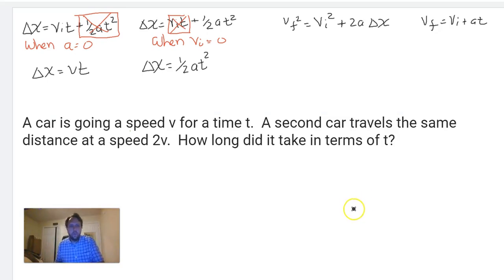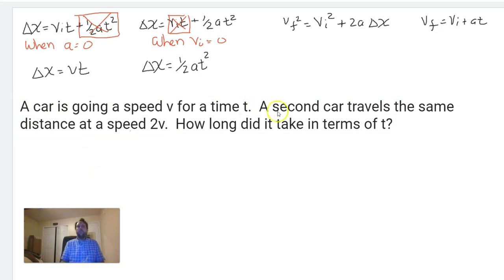Now let's go back to that question I had. A car is going at a speed v for a time t. A second car travels the same distance at a speed 2v. How long did it take in terms of t? We can't just plug this into a formula and get an answer. We have to use the relationships because there are no numbers.